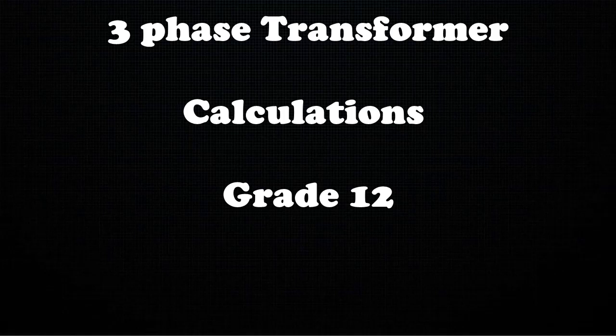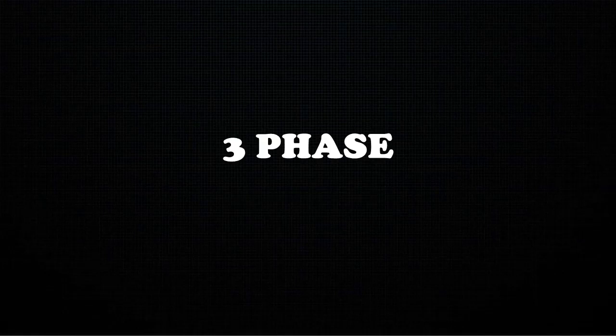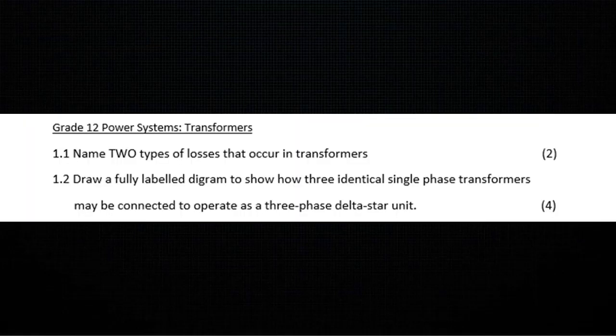Right, we're looking at Power Systems grade 12. The topic is transformers. And the first question is, name two types of losses that occur in transformers. And we get hysteresis and eddy current losses. These are the two types of losses that occur in transformers.